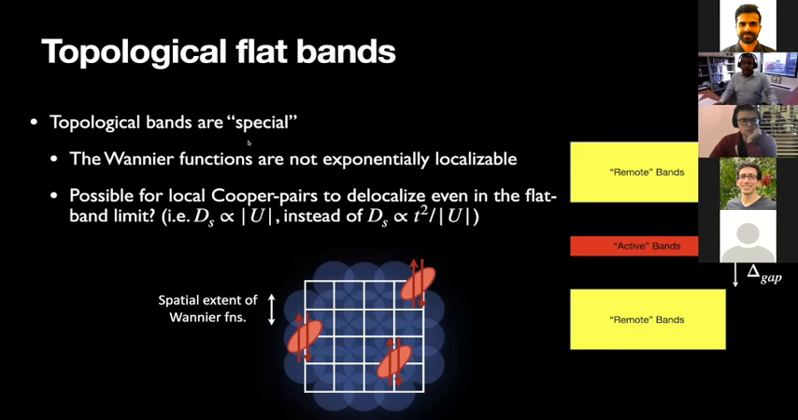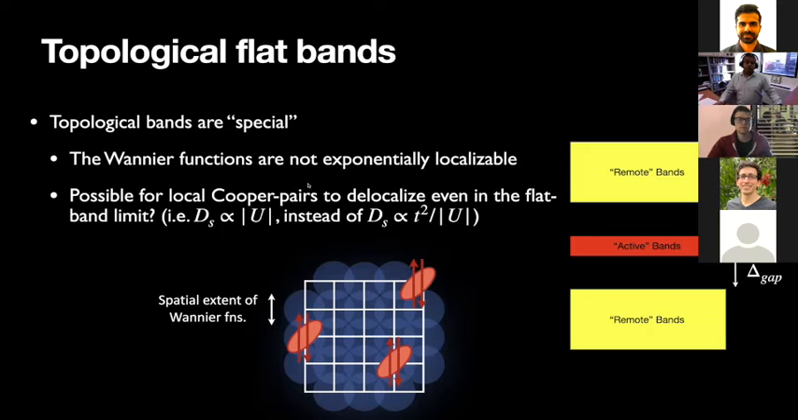The reason for that is that if I were to focus exclusively on these topological flat bands, even when their kinetic energy has vanished completely, they have a special property, namely that if I look at the Wannier functions associated with these flat bands, they're not exponentially localizable. Meaning, if I were to project my Hamiltonian just to these flat bands and forget about everything else in the problem, I can't write down simple tight binding type models using these Wannier wave functions.